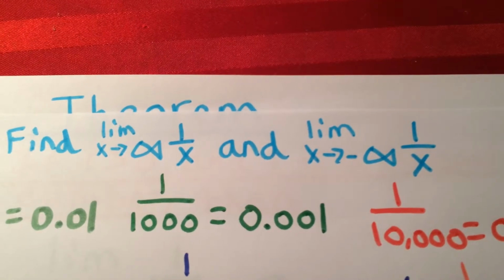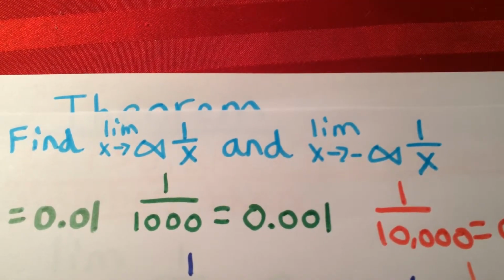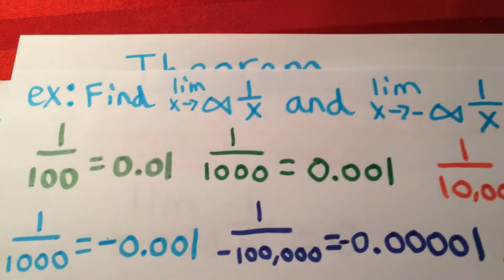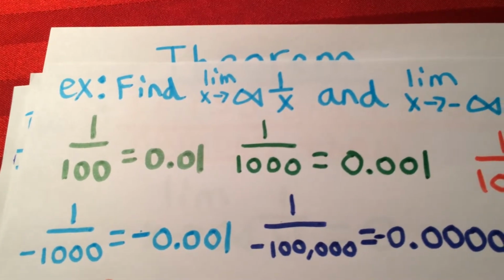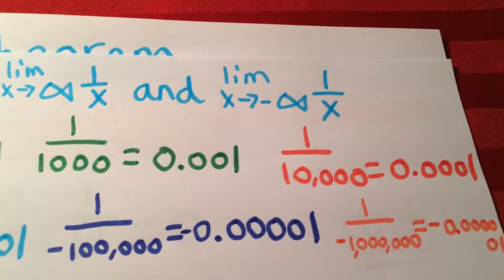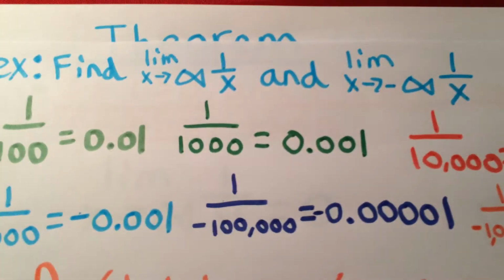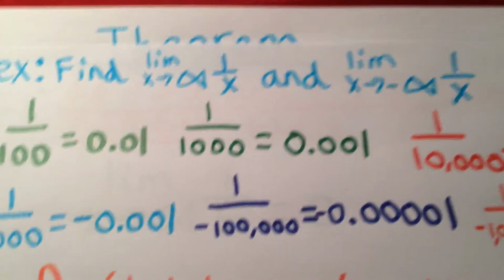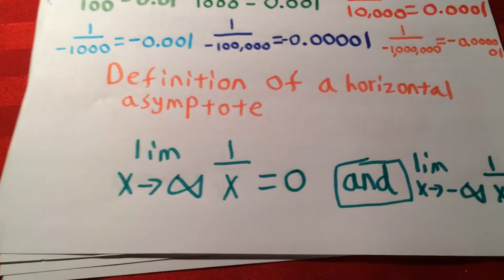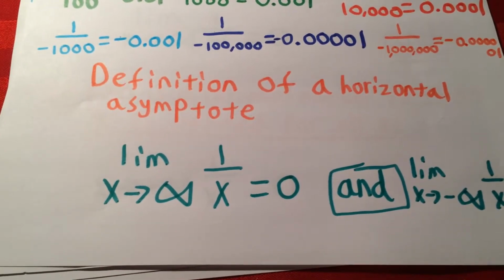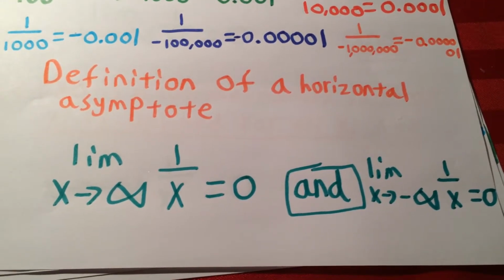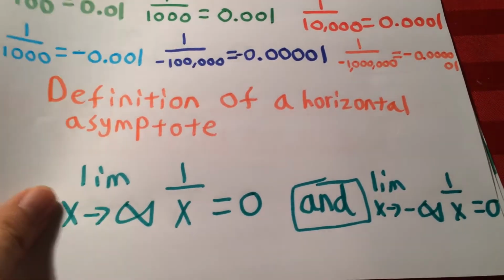Next, it was also the same with the negative. If you plug in a really big negative number, it will get you a really small number, even though it's negative. So I plugged in negative 1,000, negative 100,000, and negative 1 million, and look, you get a really small number, very close to 0. So based on that conclusion, and the definition of a horizontal asymptote, you can conclude that the limit as x approaches infinity of 1 over x will always equal 0, and the limit as x approaches negative infinity of 1 over x will also equal 0.